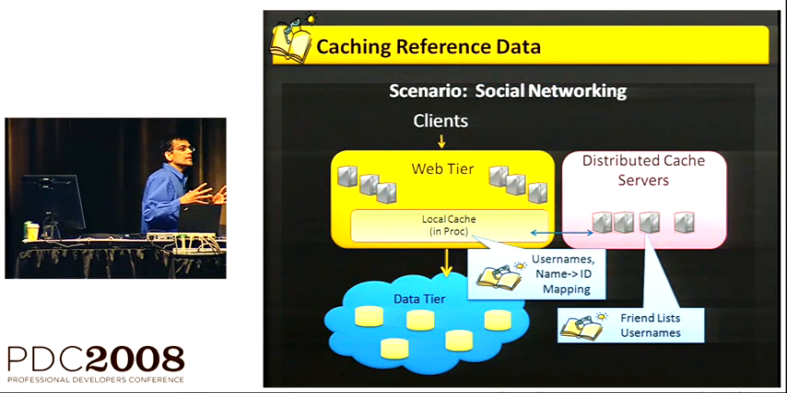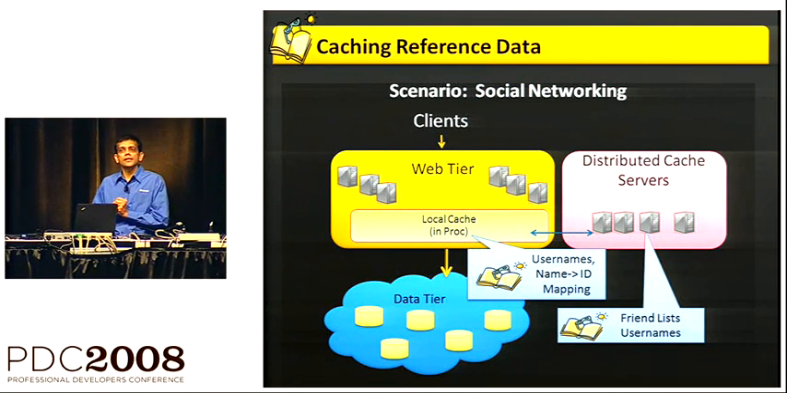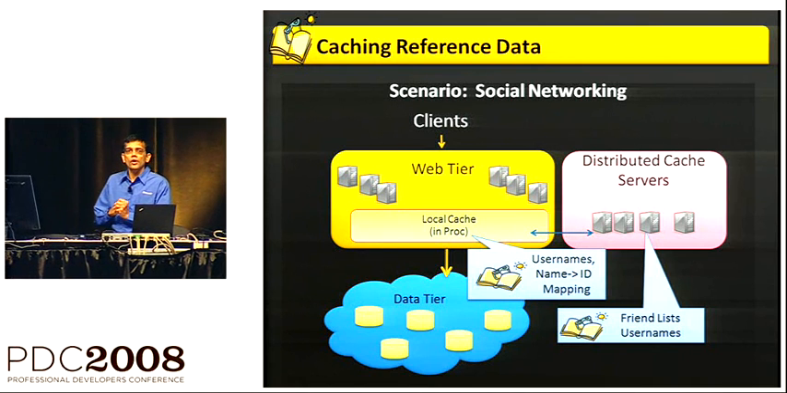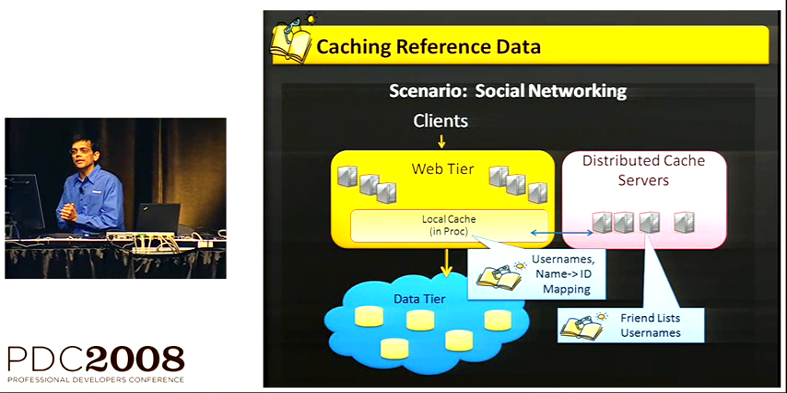Now I'm going to go through a few slides explaining the types of data that people cache in distributed caches and what their properties are. And you'll realize, once we're done with the Velocity talk, how Velocity's features can help you with these different types of data.